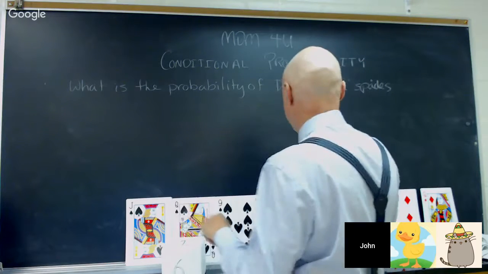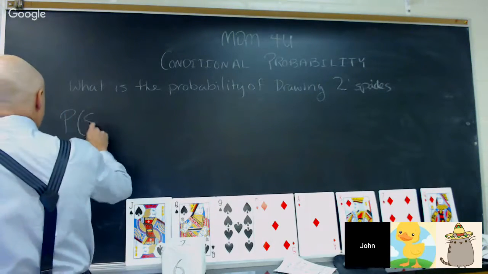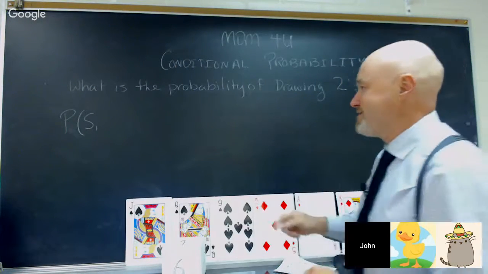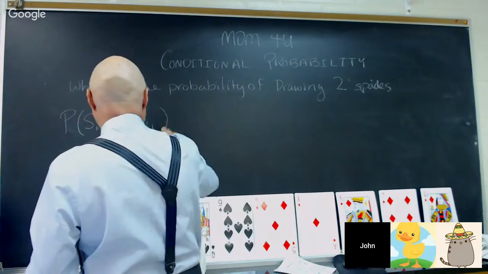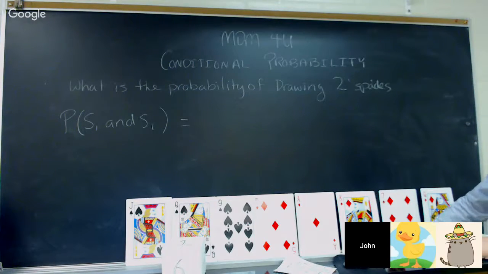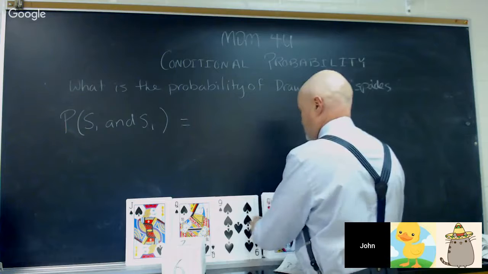So what's the probability of drawing 2 spades? And so we're going to symbolize this. What's the probability of the first card being a spade and the second card being a spade? Okay, so I have 8 cards altogether. 3 of them are spades. 5 of them are diamonds. Okay.